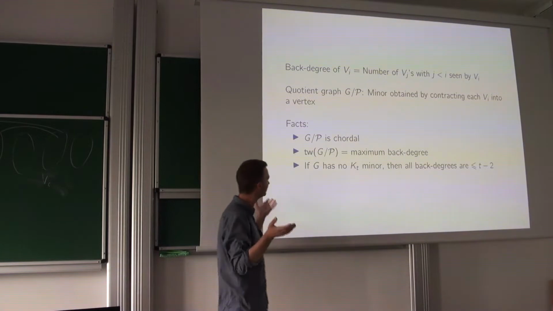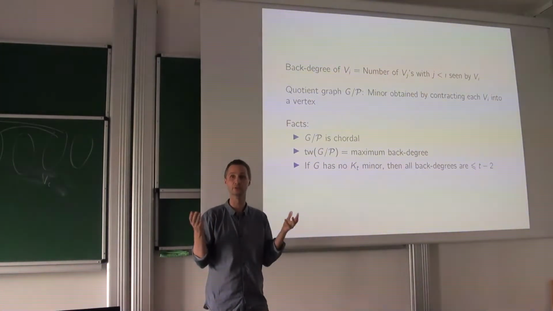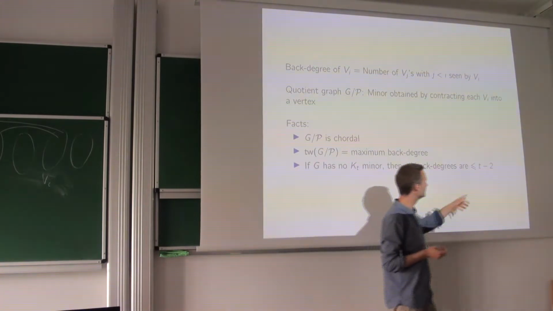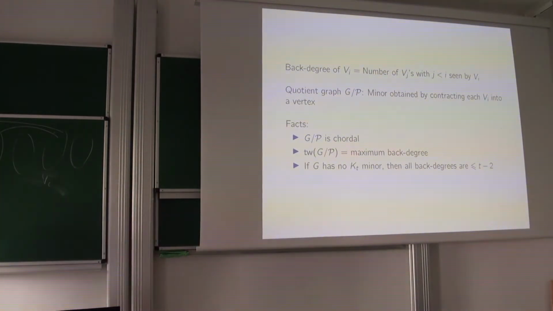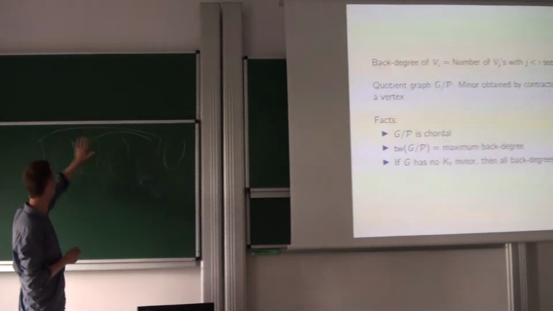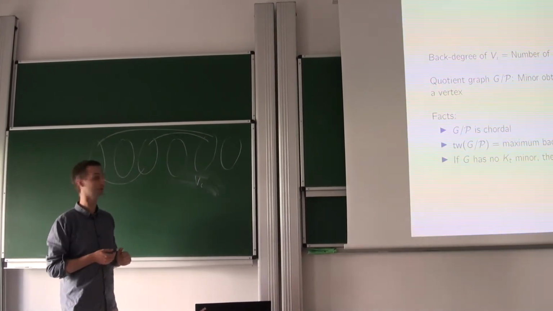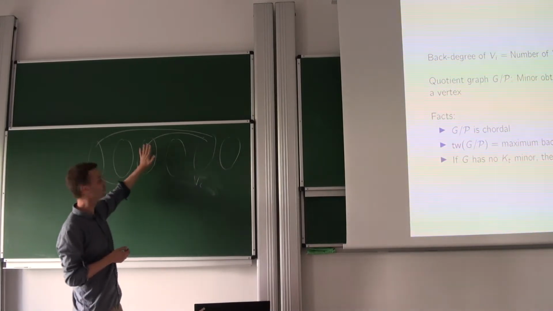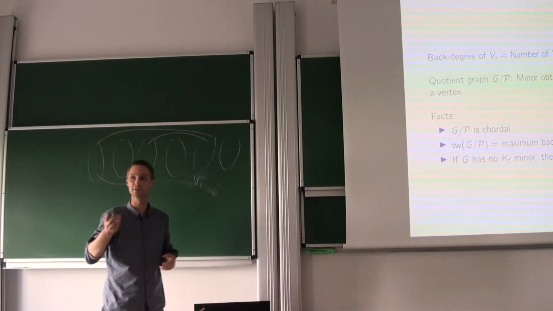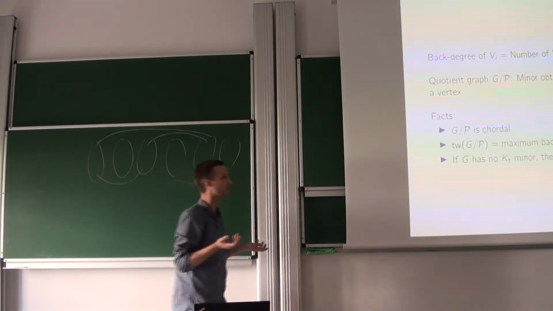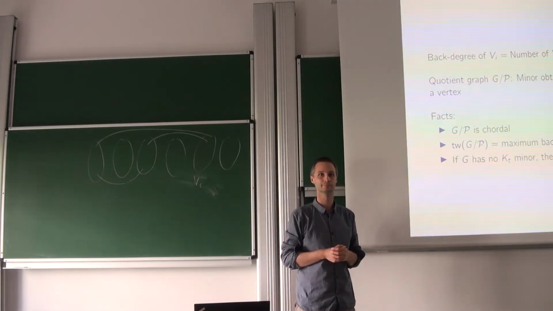Okay? And well, the last observation that we are going to use is, say that your graph has no complete graph on T vertices as a minor, no KT minor, then the back degrees are bounded. They are at most T minus two. And that should be obvious on the picture because when you have a VI and you look at all the VJs that VI sees on the left, this is a model of a complete graph as a minor. Right, so if VI sees T minus one guys on the left, you could contract each into a vertex, plus you contract VI, which is an extra vertex, and you would have a KT as a minor. And if you forbid KT as a minor, that's not happening. So it means that the back degrees are at most T minus two. Okay, so far?